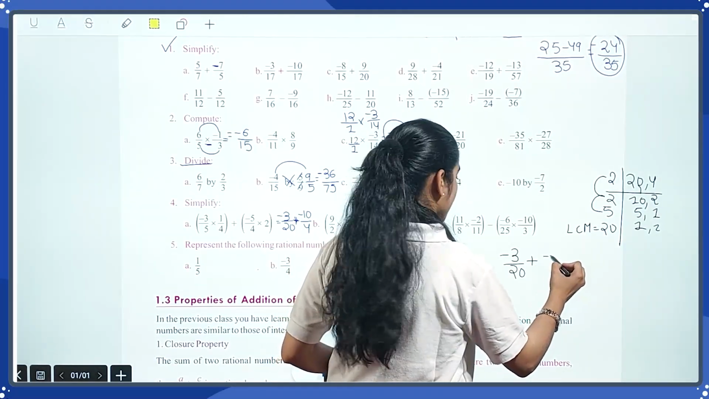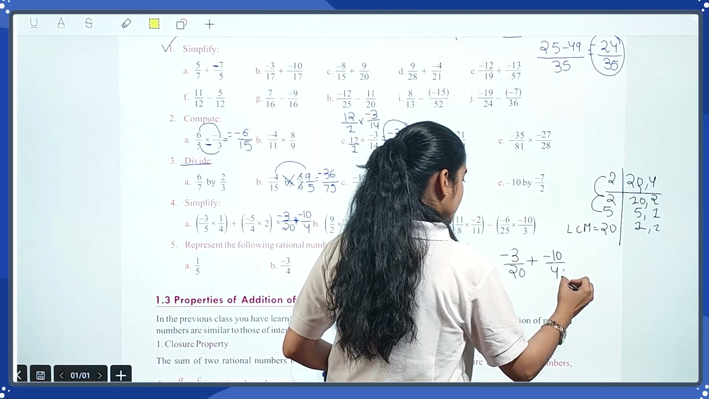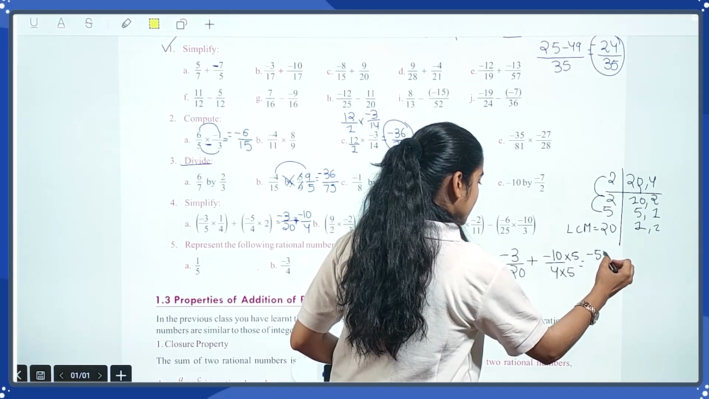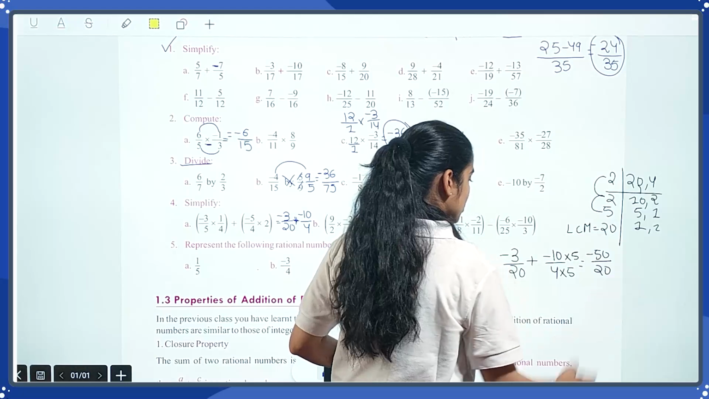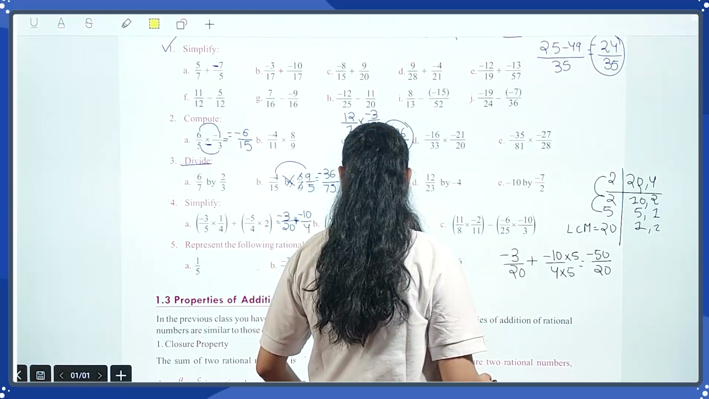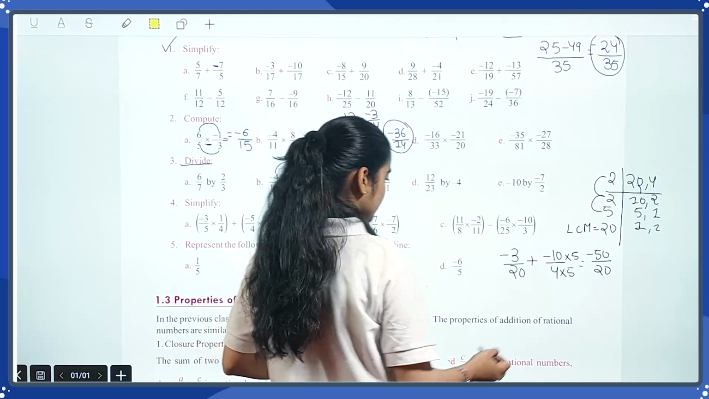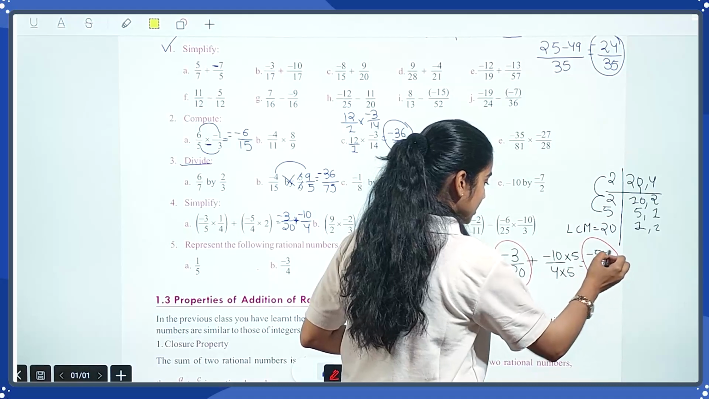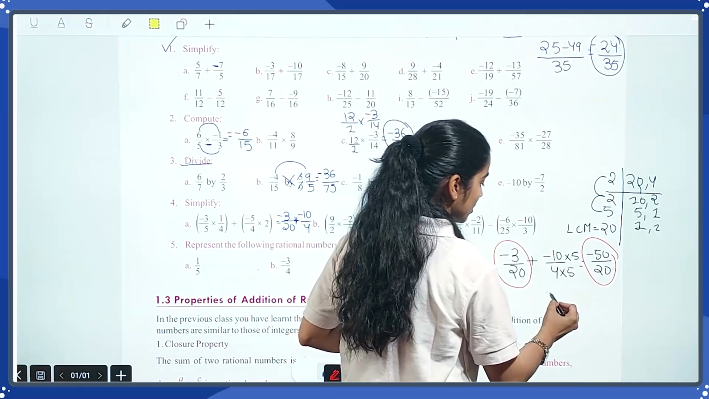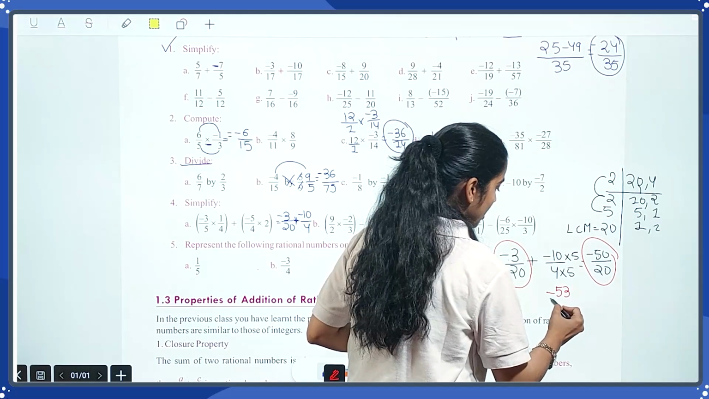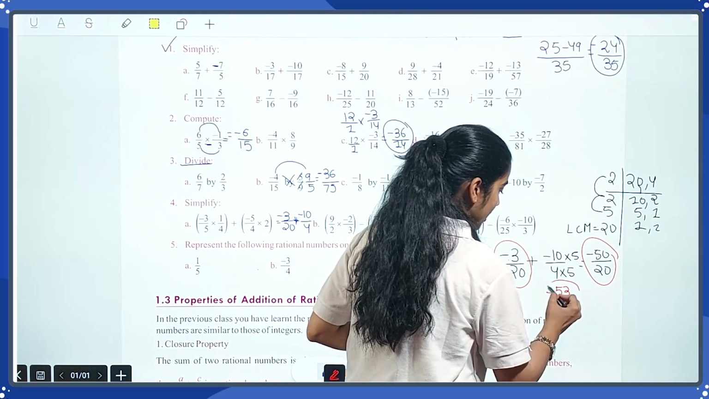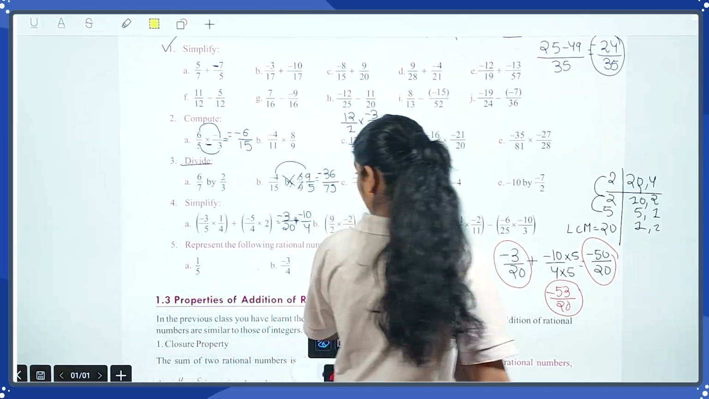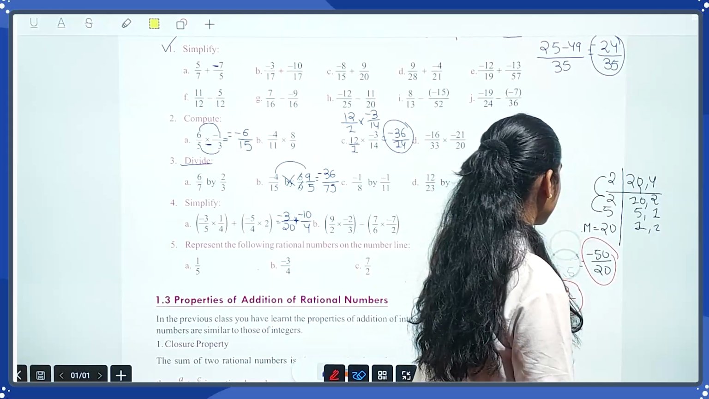So we have minus 10 by 4 multiplied by 5, multiplied by 5. So your answer will be minus 50 upon 20. So minus 3 by 20 and minus 50 by 20. Your result is minus plus minus, so minus 53 upon 20 is your end result. So in that way you have to solve the rest of the questions in question number 4, simplify. Okay.